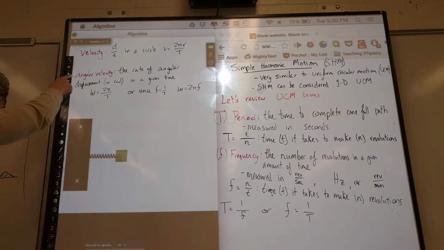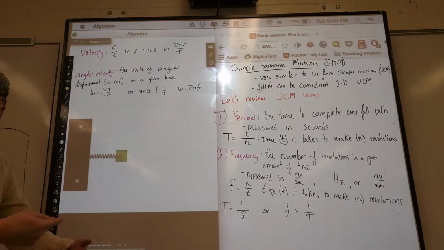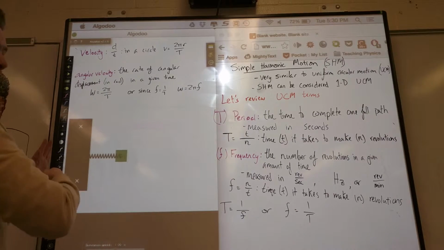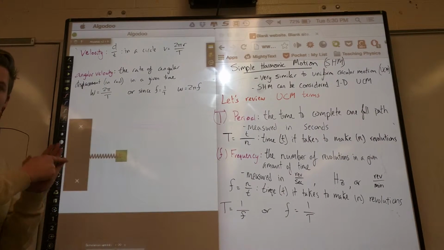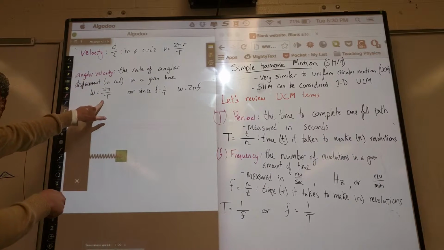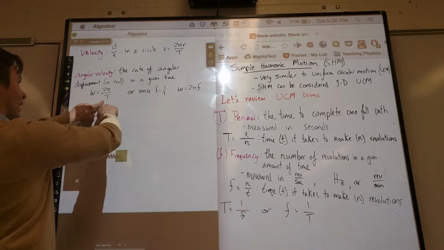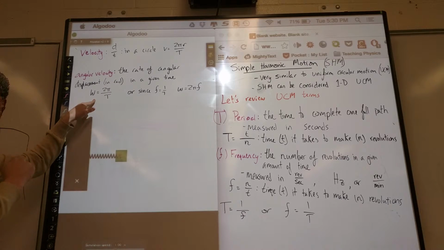And what gave some people some trouble in the circular motion unit was angular velocity, the rate of angular displacement in a given period of time. So if you're talking about the period, the time it takes to complete 1 full revolution, well, in 1 revolution you're covering 2 pi radians. So our expression for angular velocity is 2 pi over period. But since I know that frequency is 1 over T, I could rewrite the angular velocity as 2 pi times frequency.